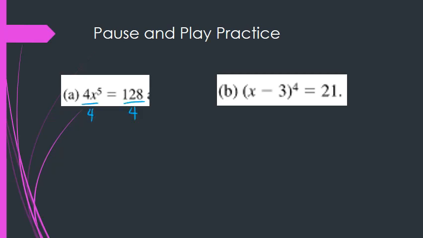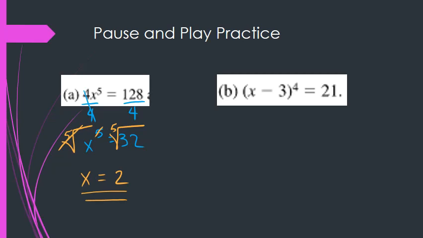Okay, so what I'm going to do is divide by 4 on both sides. So I have x to the 5th is equal to 32. Now I'm going to 5th root both sides. My 5 and my 5th root cancel out. So I'm left with the 5th root of 32, which is 2. Okay, hopefully you did well on that one.